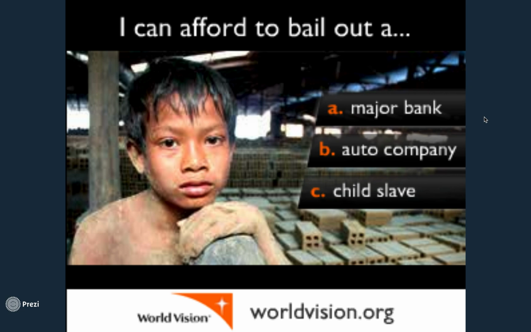We see, I forget where I was saying, but we see a child who doesn't look happy, and the question poses, I can afford to bail out, and multiple choice, we're invited to answer: major bank, auto company, child slave. Of course, we're supposed to feel really, really bad because the government has bailed out major banks and auto companies, but we don't see that kind of effort towards freeing child slaves. However, this breaks down logically because the government are the ones that bail out banks and auto companies. We ourselves don't do this.